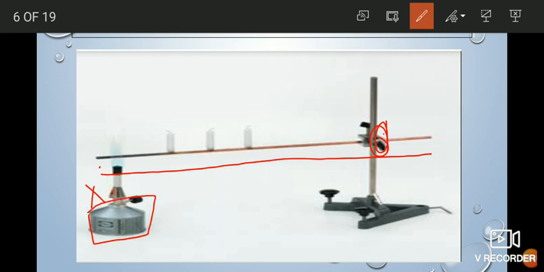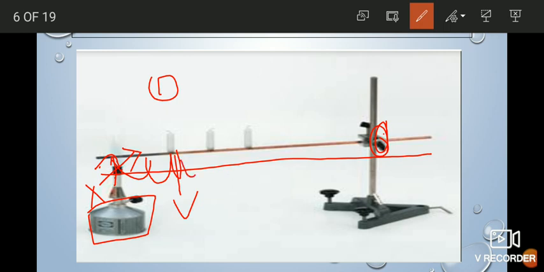When I light the burner, what happens? Heat gets transferred from the burner to the copper rod. Immediately, directly here it gets transferred. Then from this place on the copper rod, the heat gets transferred to this place and eventually this. So it comes to candle number 1. Since the candle is attached with the help of wax, the wax melts and the candle falls down.